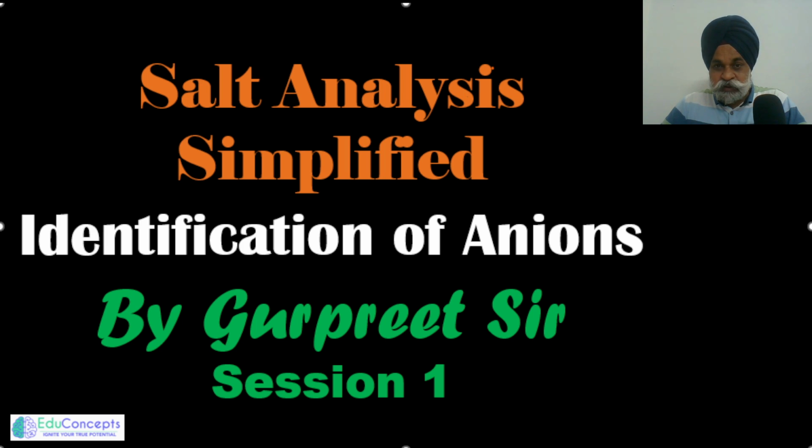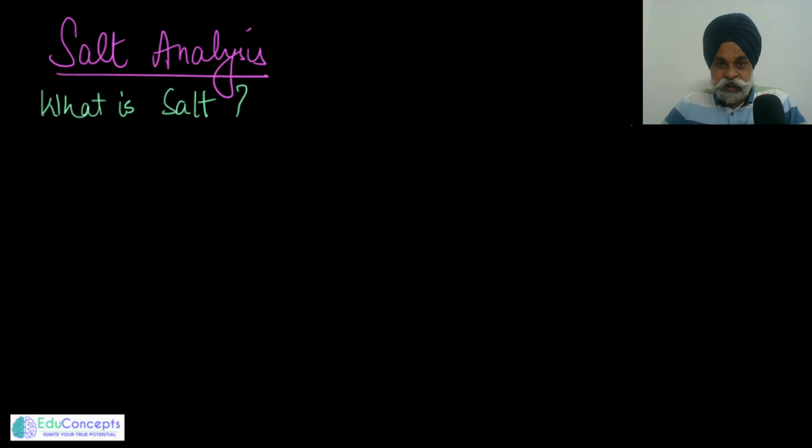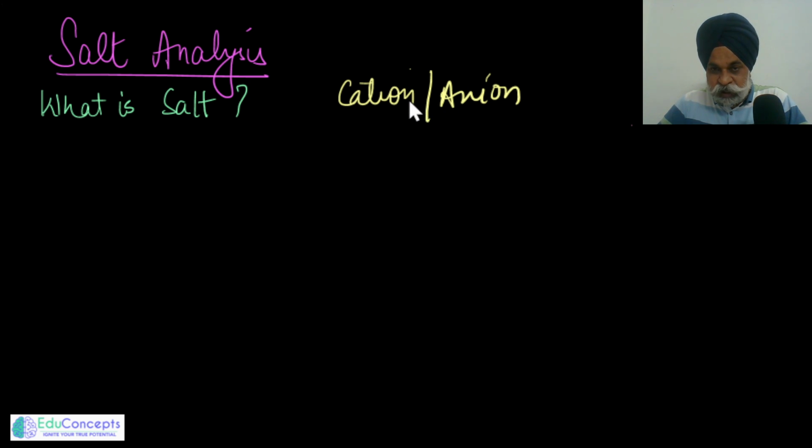As regards this topic, first let us ask ourselves what we basically mean by salt. A salt is basically a chemical compound which is made up of a cation and an anion. This is what we technically say is a salt, and this cation and anion can be monoatomic, cationic or anionic species, or polyatomic.